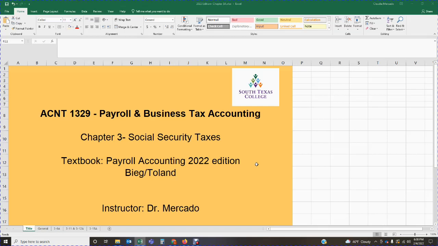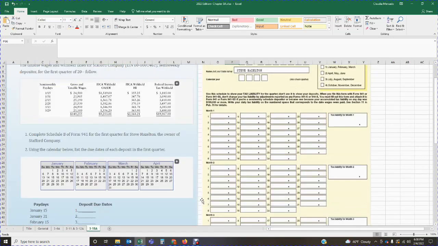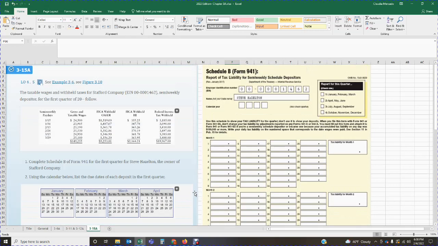Reminder that the textbook that we are using is Payroll Accounting 2022 edition. Okay. Now last time we covered how to complete a Form 941. Now in this particular lecture, I'm covering problem 315, which deals with completing Schedule B of Form 941.